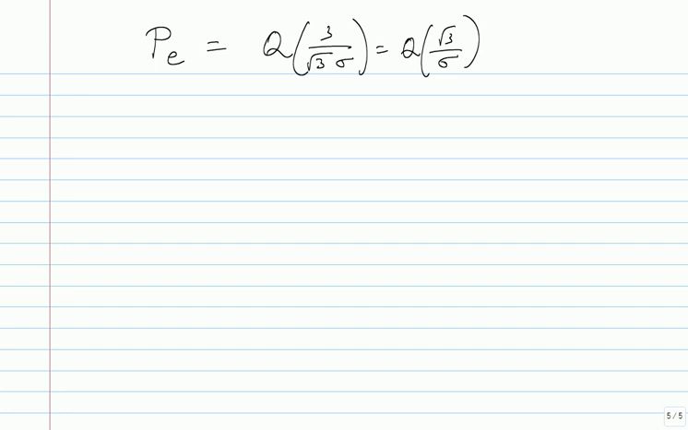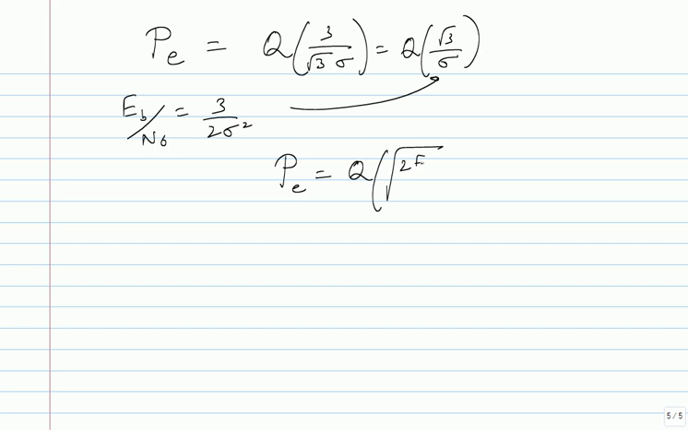So you do that. This is the probability of error. Let's do a conversion to Eb over N0. What's Eb over N0? 3 by 2 sigma squared. Use that here and you get the probability of error to be Q of root 2 Eb over N0.